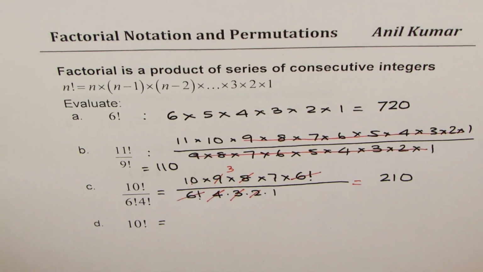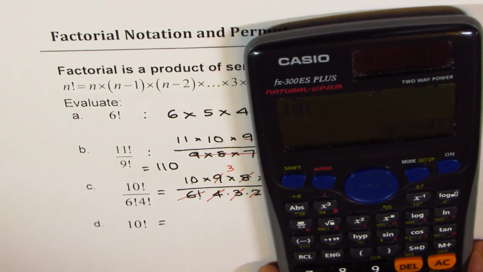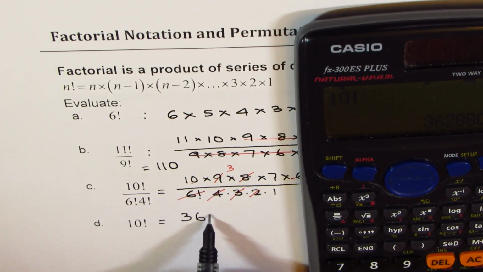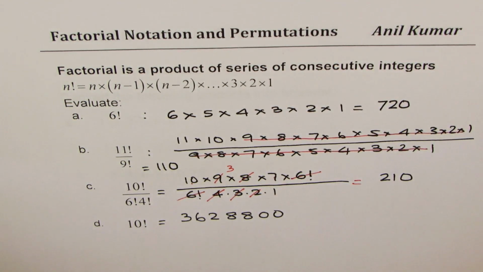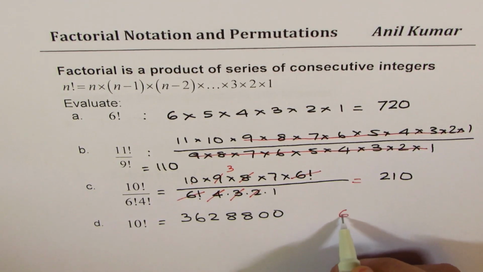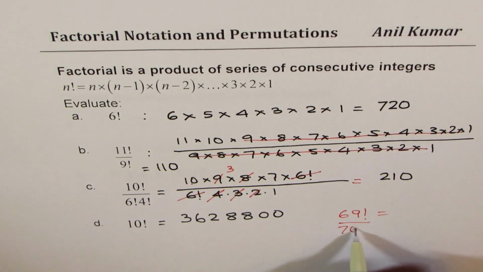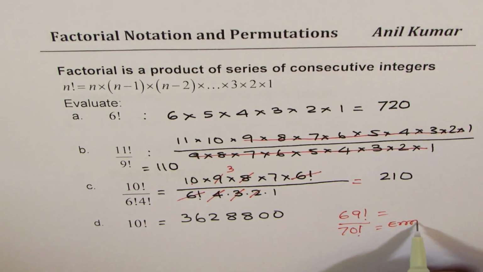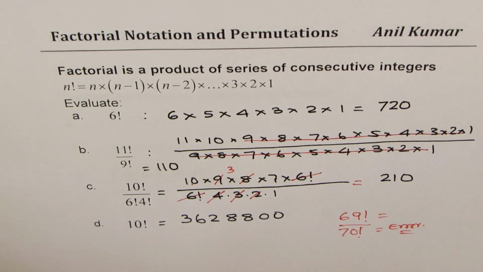Now 10 factorial is a very big number, so let's use the calculator to find what 10 factorial is. Just type in the number 10, shift, and then the factorial sign, equal to, gives you that number, which is 3628800. So that is 10 factorial. You will observe that the highest number you can go for is actually 69 factorial. You can find that answer, but 70 factorial will give you an error since it goes beyond the limit of most calculators. That's a good number to know, right?